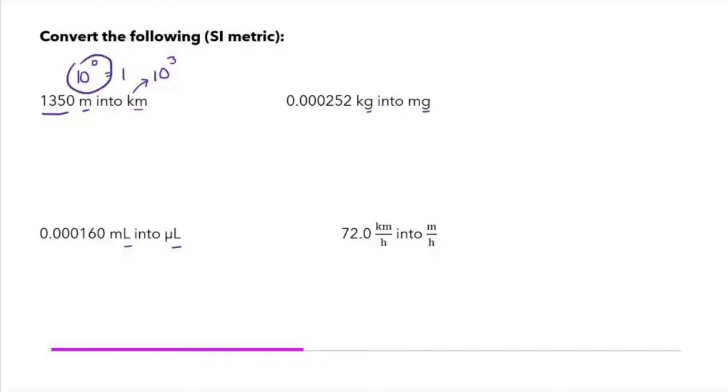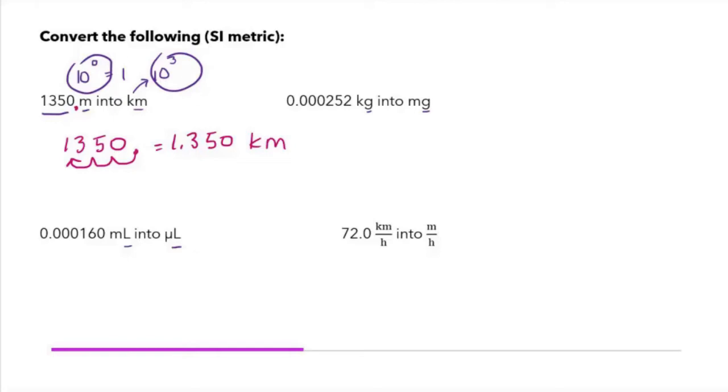We're going from 10 to the power of 0 to 10 to the power of 3. From 0 to 3 is 1, 2, 3 steps. So that means I'm changing my units by 3 factors of 10. So I'm going to pick up the decimal place and move it 3 spots, in a direction that makes my number smaller. If my decimal is sitting right there, so I have 1,350. Here's my decimal place. As I move into kilometers, the larger unit, I'm moving it 1, 2, 3 spots to give me 1.350 kilometers.